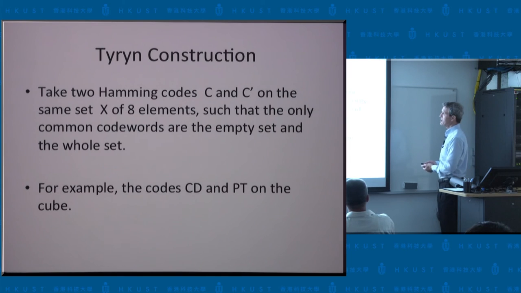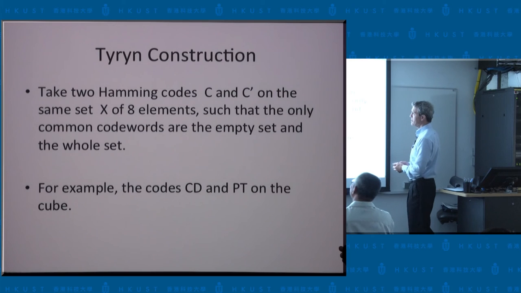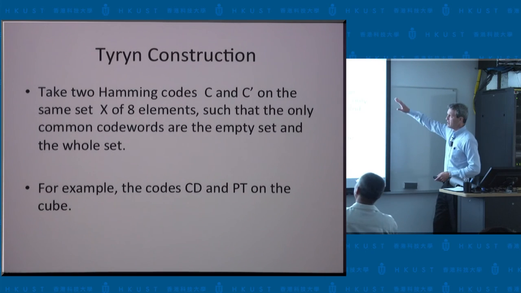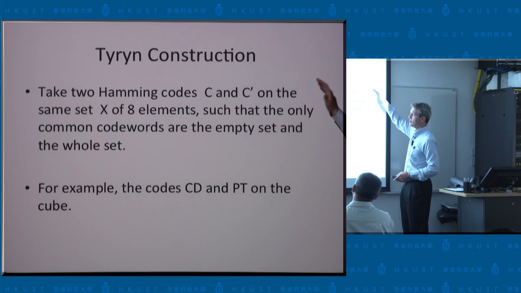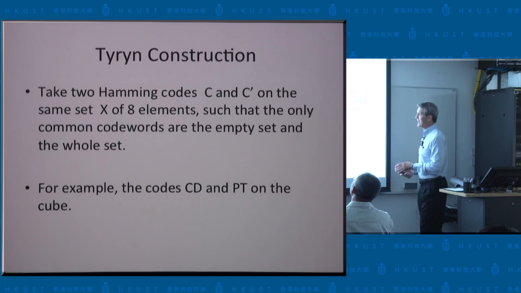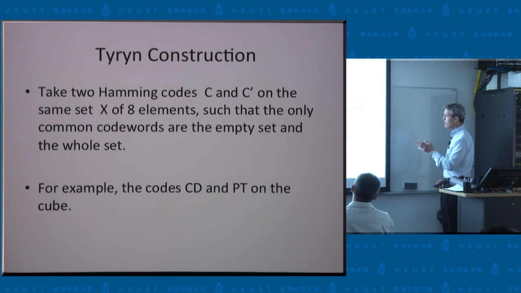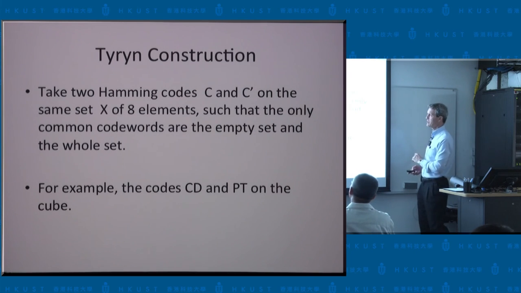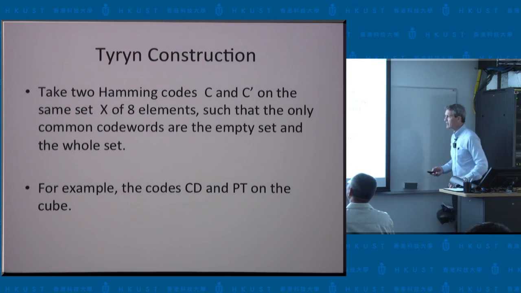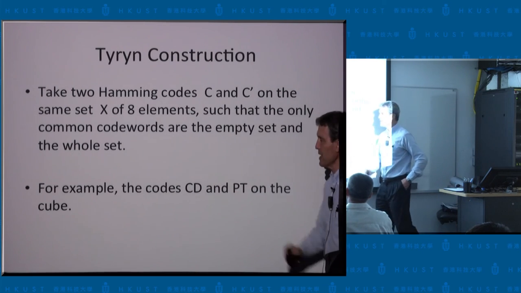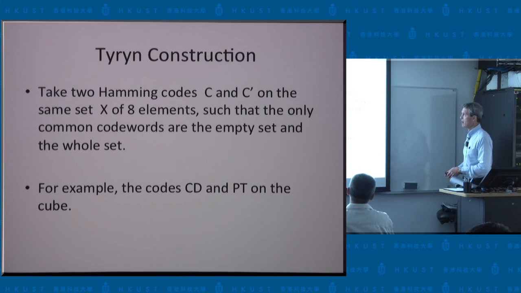Okay, and there's a classical construction of the E8 lattice or the Golay code called the Turyn construction, which is you start with Hamming codes. You take two different Hamming codes, C and C prime. And you want these two Hamming codes to be related to each other in such a way that the only common code words are the empty set and the whole set. So among the examples I showed you before, the CD and the PT examples would be such a pair of Hamming codes. So you could take those two.